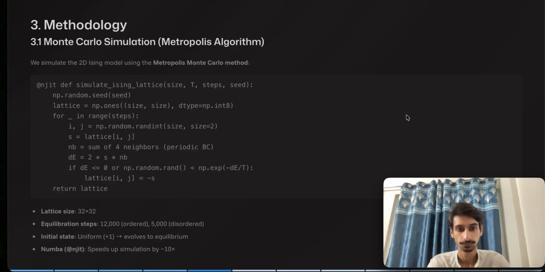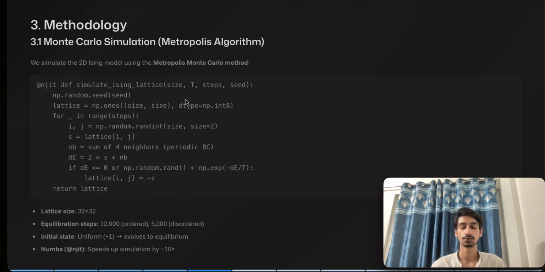So we come to the methodology part. This is Monte Carlo simulation, which is a random sampling technique that mimics thermal motion.